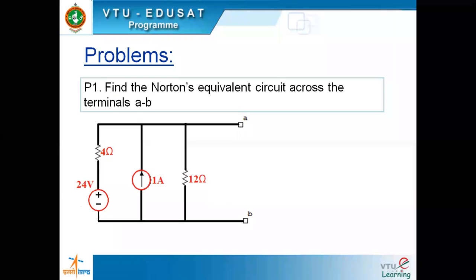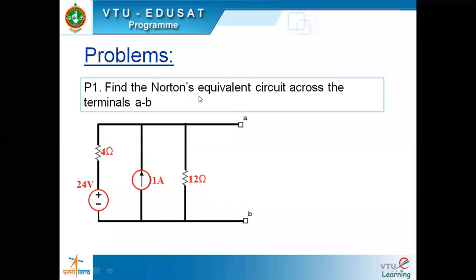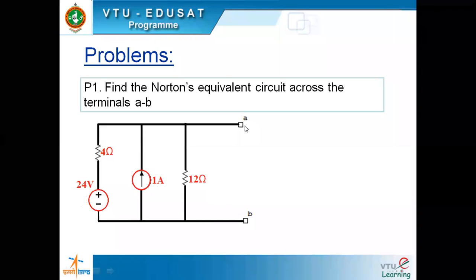Let's see the problem now. So what is asked in the problem? If you can copy it down very fast. In this problem, they're asking us to find out the Norton's equivalent circuit across terminals AB. Okay, so it is finding out the Norton's equivalent circuit across terminals AB. That's it. It is not finding a voltage or a current using Norton's theorem. No, that is a different type of problem. We have seen that when we were solving Thevenin's problems.